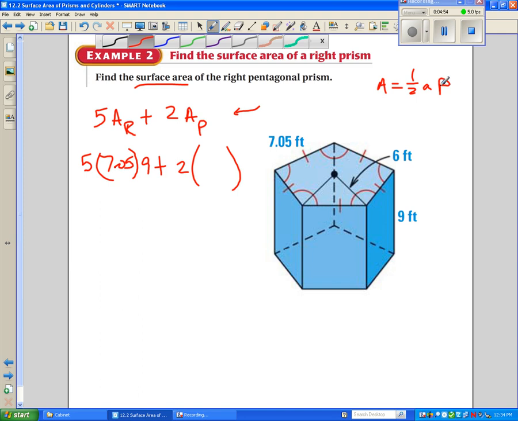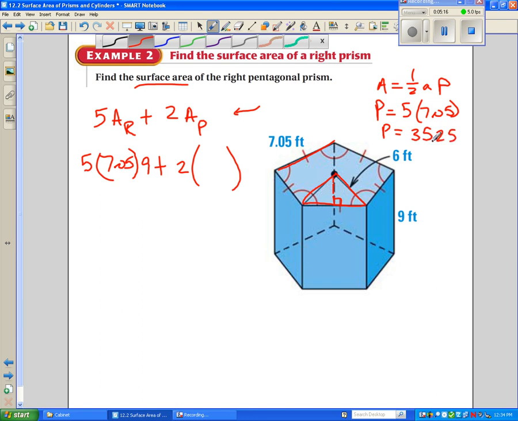Remember, the apothem is this perpendicular distance. I'm going to draw just this triangle, and so I can identify the apothem, and the perimeter is just 5 times 7.05. So let's go ahead and find the perimeter first, and then I'm going to find the apothem. So the perimeter is 5 times 7.05, which I get to be 35.25.